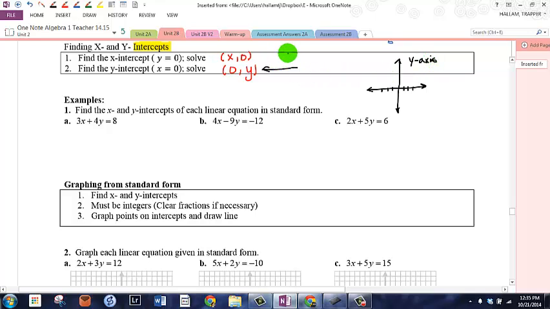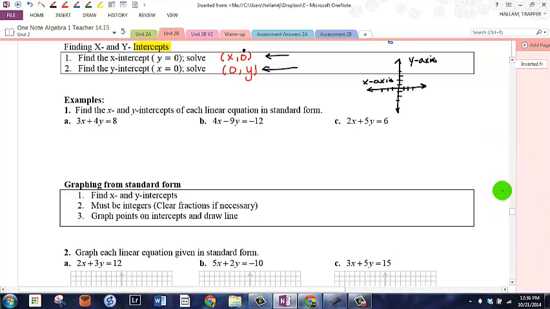Now, for the x-intercept, it's the same thing, just the reverse. The reverse being that there's 0 for the y-coordinate. So that means I'm not up or down. I have no values up and no values down for my y-coordinate. So I'll fall somewhere on the x-axis. Now we're going to use those to help us graph.